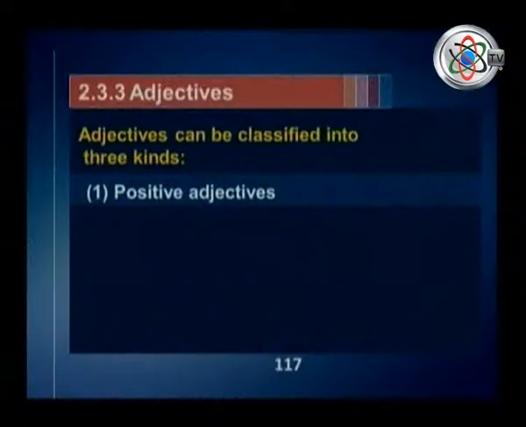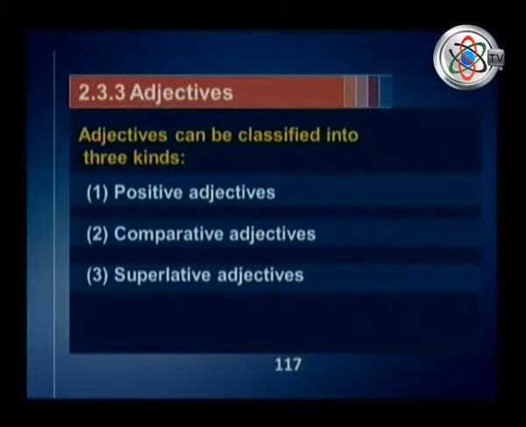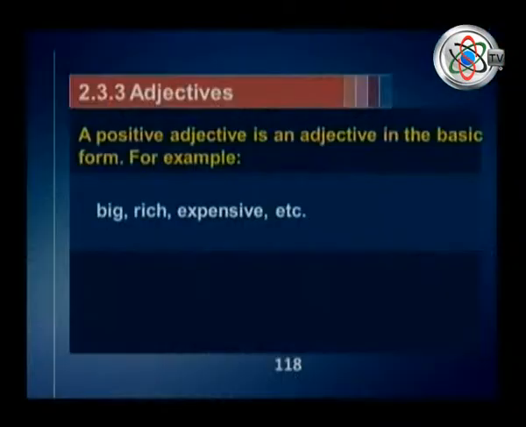Positive adjectives. Adjectives can be classified into three kinds. One kind is positive. Positive is the opposite of negative. And then comparative. You compare between two things. Comparative adjective and superlative adjective. For example, he is tall. Ahmad is taller than him. Umar is the tallest boy in class. And so on. A positive adjective is an adjective in the basic form, as we say. For example, big, rich, expensive, etc.